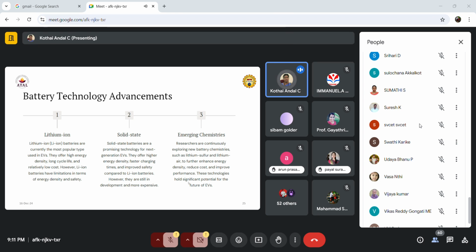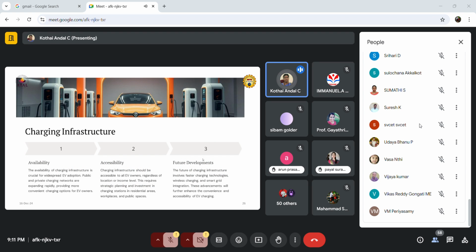Lithium-ion batteries are currently more popular in all EVs because of their high density, long cycle life, and relatively low cost. If you go for solid state batteries, because of the high density and more safety, the cost will be a little more than lithium-ion batteries, but they will be safer. Research is also going on into lithium sulfur and lithium air. Future researchers are exploring new combinations of electrolytes and elements to get more benefit, and they may be used in future EVs.